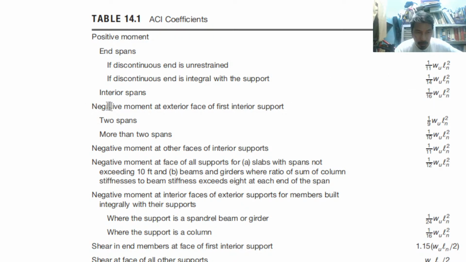Just like what I told you, 1, 2, 3, 4. So there are 4, and actually, on the first one, negative moment at exterior. Okay, exterior. So what do you mean by exterior face of first interior support? What do you mean by this?